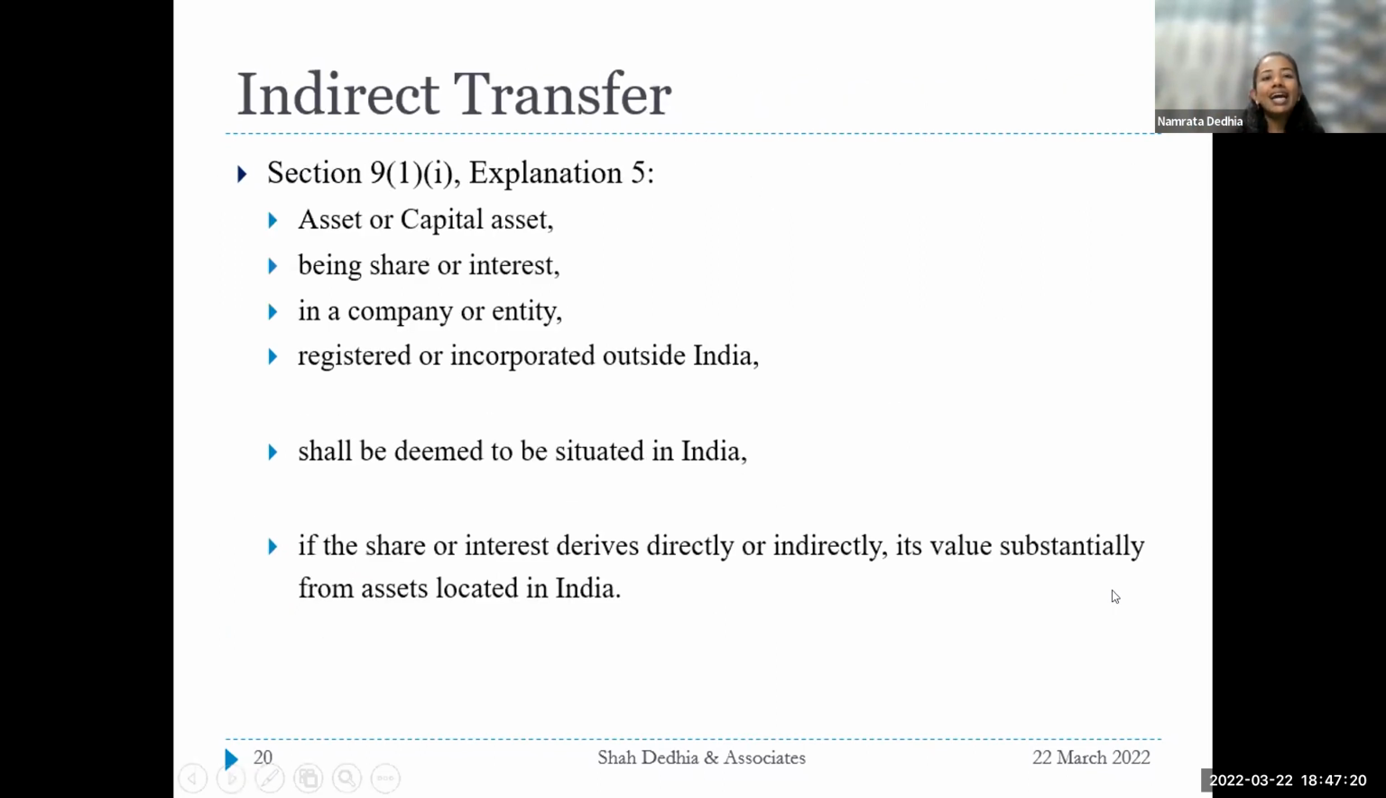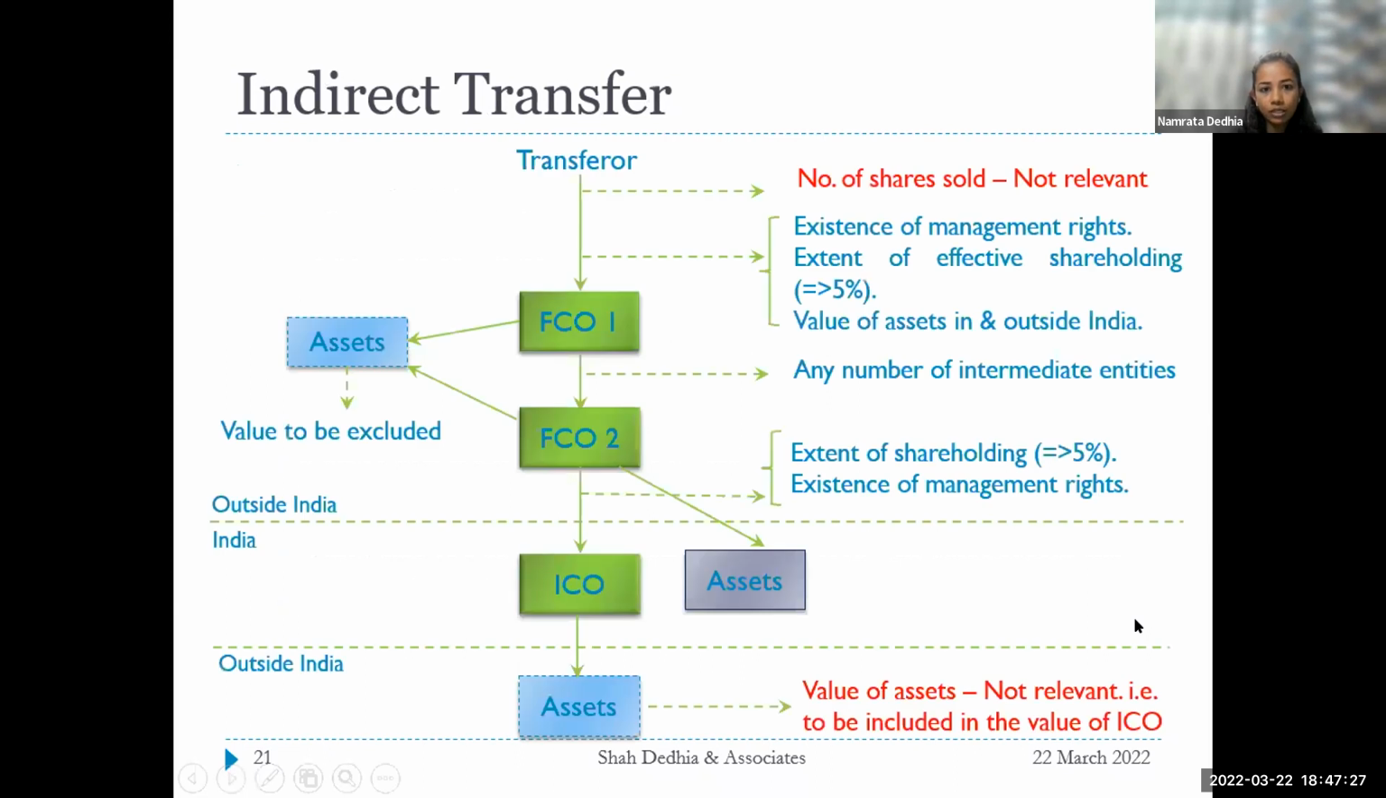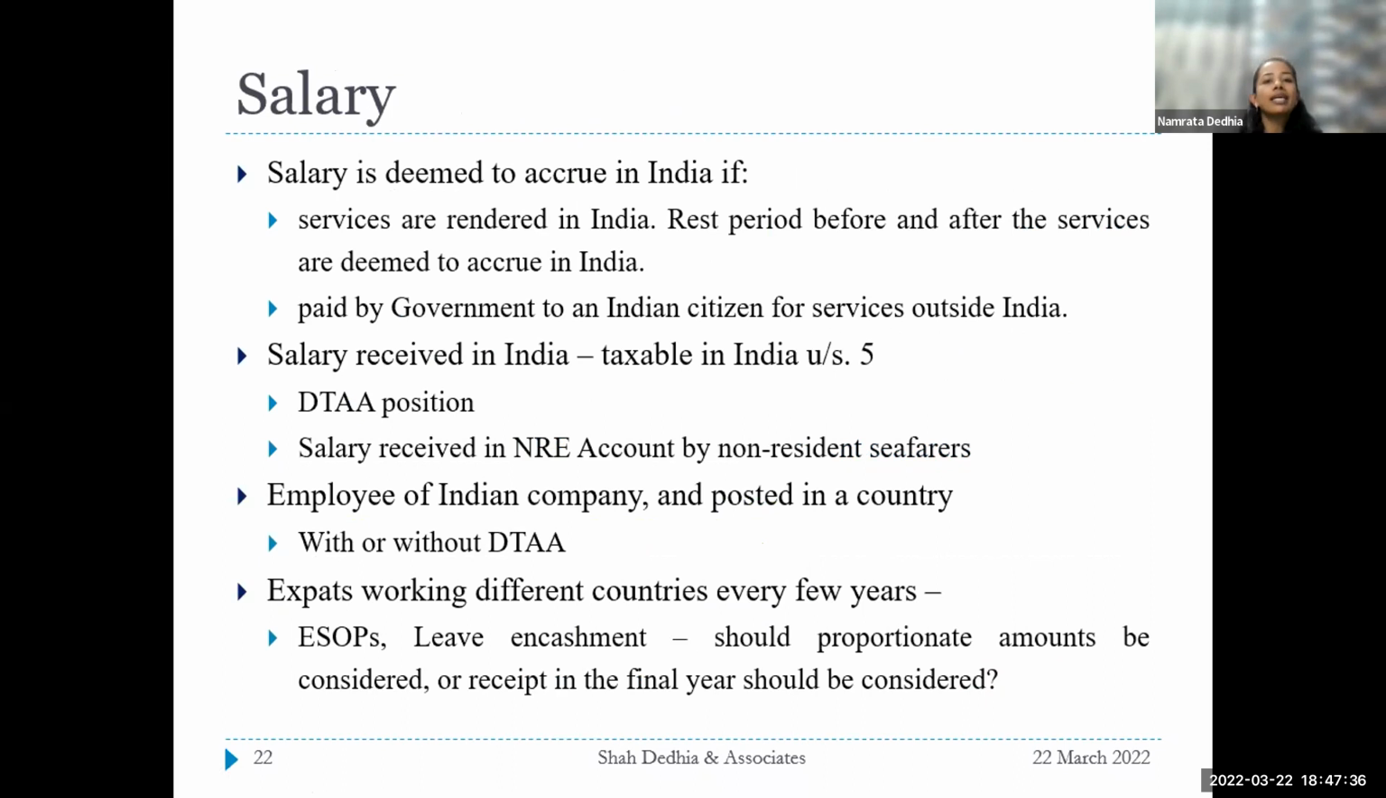Indirect transfers, I think I will skip. They relate primarily to the Vodafone situation and similar other situations where, if you have assets in India which are contributing more than 50% of the value, then sale of shares outside India of an entity outside India will still be taxable in India. Salary is deemed to accrue or arise in India if services are rendered in India, or if it is paid by the Indian government to an Indian citizen, even if services are rendered outside India.